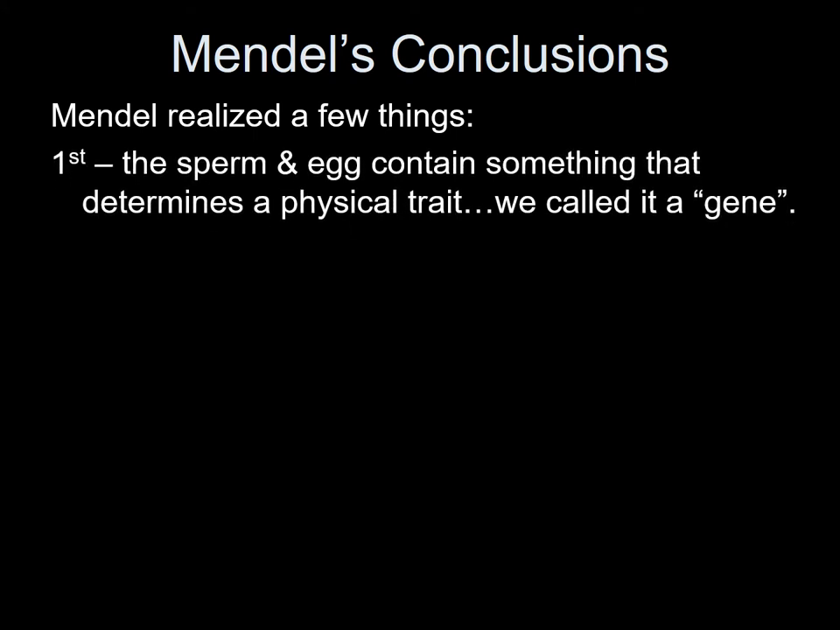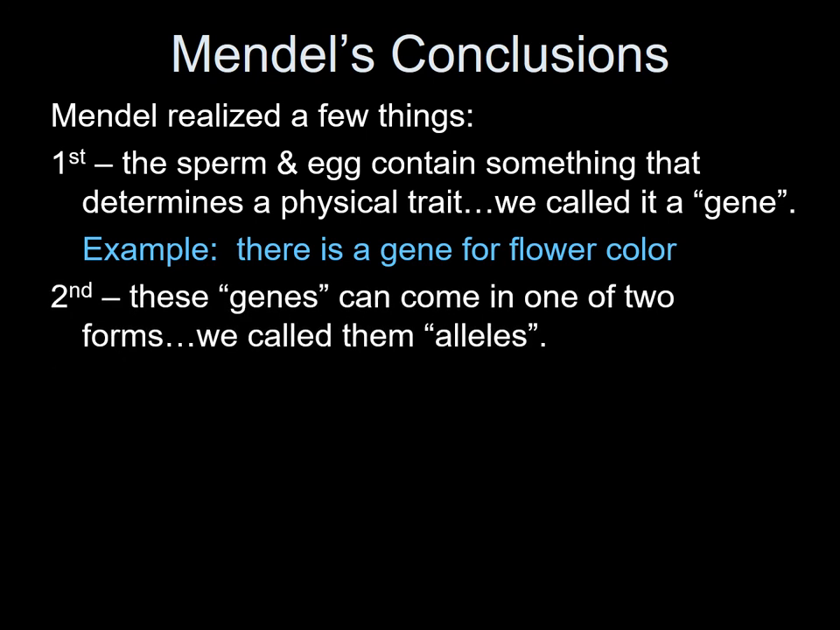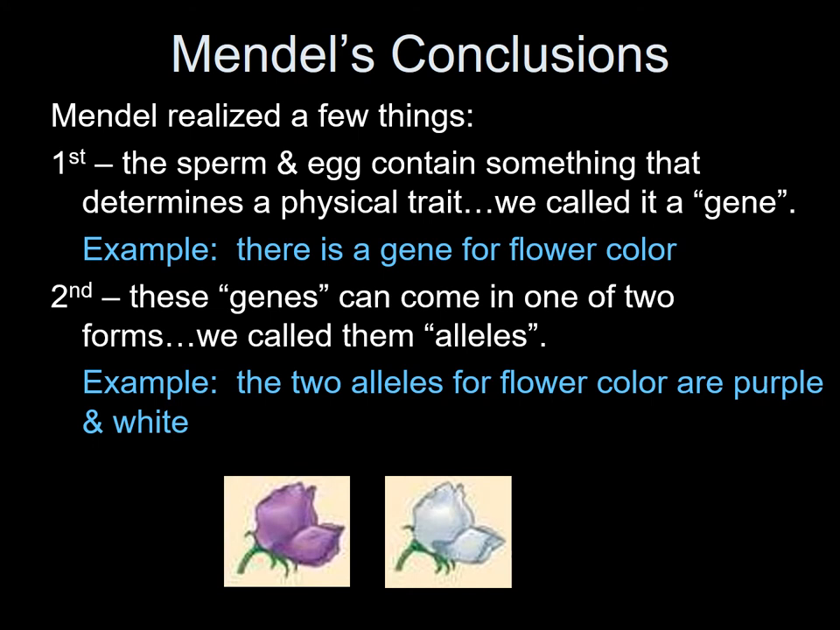All right, so that gives a little overview of his experiments, but let me point out some things. He realized that the sperm and egg contain something that determines a physical trait. We call those genes. For example, there is a gene for flower color. The second thing he realized is that these genes come in different forms. We call them alleles. For example, there's an allele for purple and an allele for white flower.